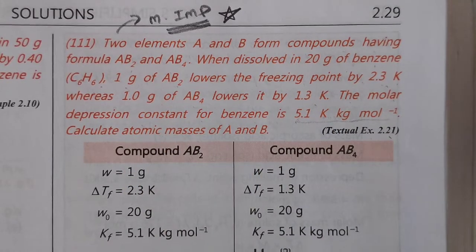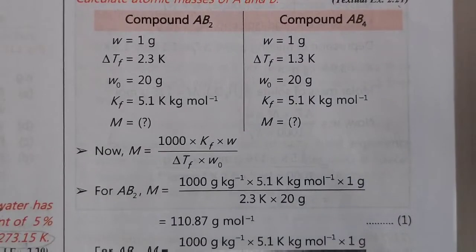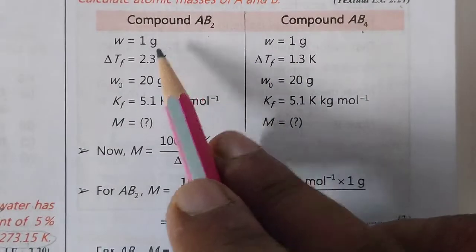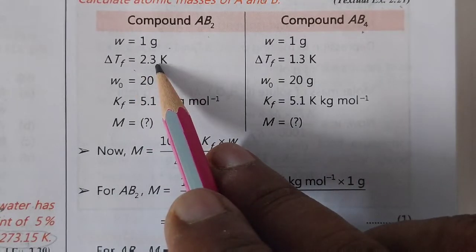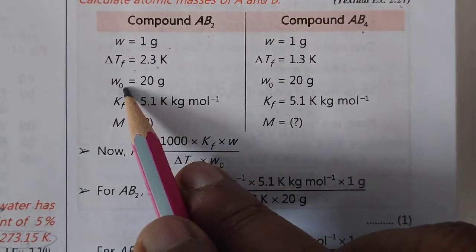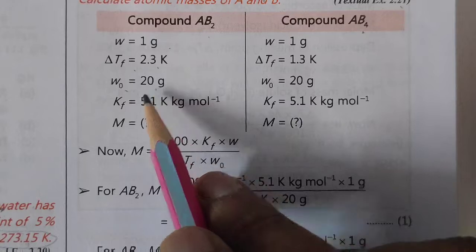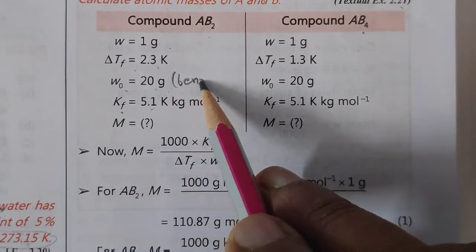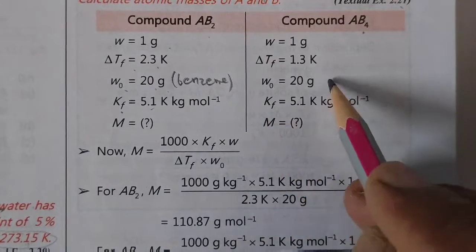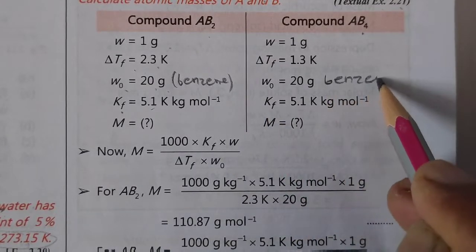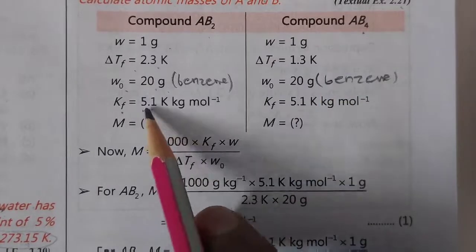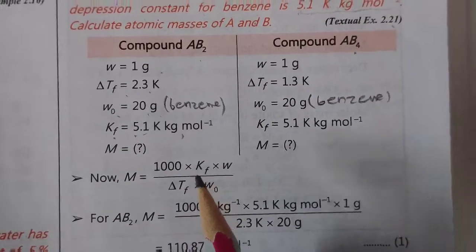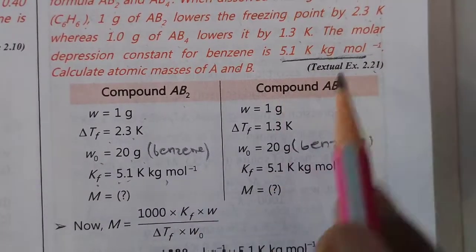Now here there are two things, compound A and compound B, AB2 and AB4 type. So weight 1 gram, delta Tf 2.3 Kelvin. It is given in the question. Weight of solvent, you can see here, that is also given. Solvent is benzene here. Right? What is the solvent? Benzene. Don't forget. Okay. Then Kf is also given, what we saw in the question last. You can see this is your Kf.